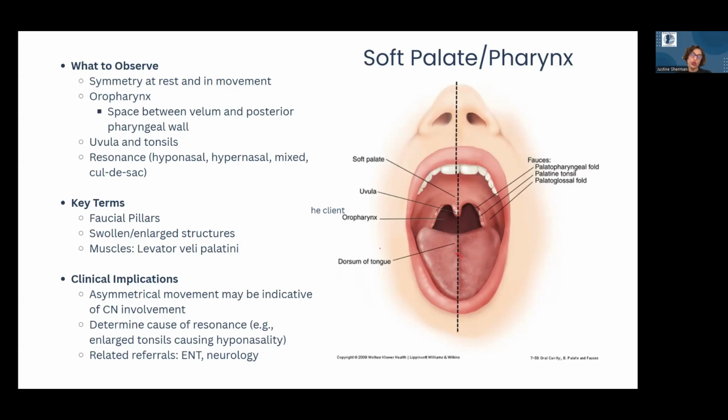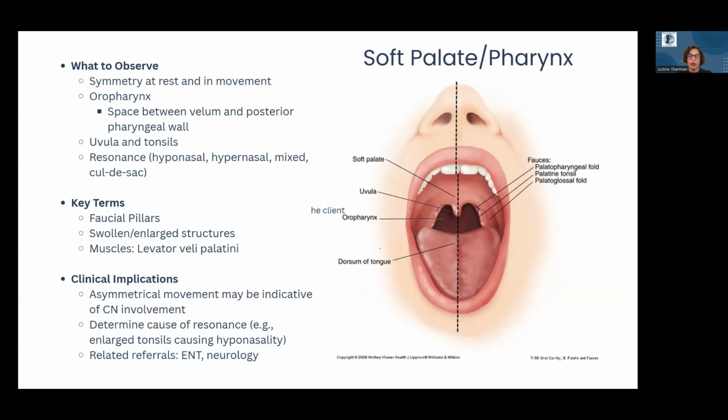If we had reduced or asymmetrical elevation, that can cause hypernasality, nasal air emission, weak pressure for plosives, or compromised swallowing. Inconsistent elevation during connected speech may indicate fatigue, coordination challenges, or compensatory timing patterns.